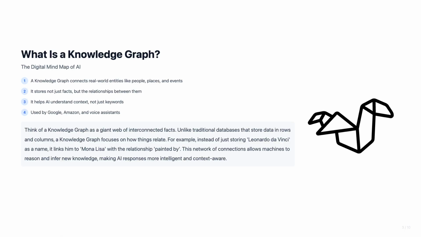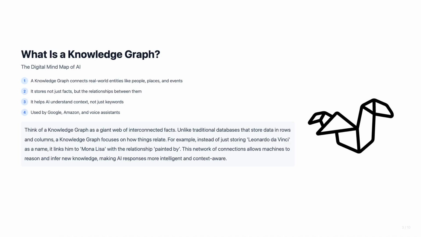Let's take Google search as a real life example. When you search for Leonardo da Vinci, Google doesn't just return web pages, it shows a panel with his birth date, famous artworks, and even links to related historical figures. That's powered by Google's Knowledge Graph, which organizes millions of facts into a web of understanding.